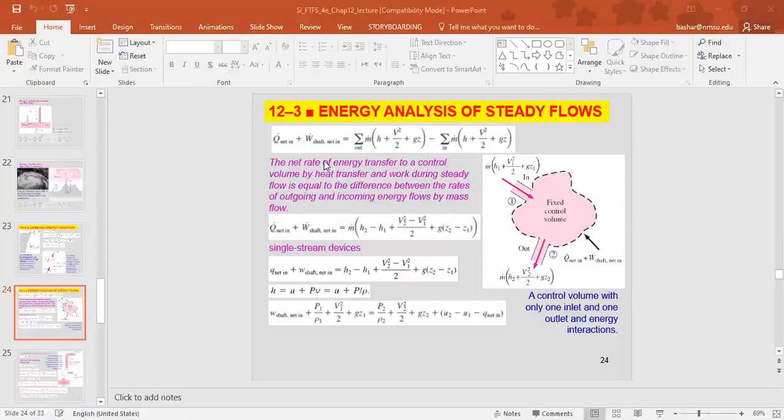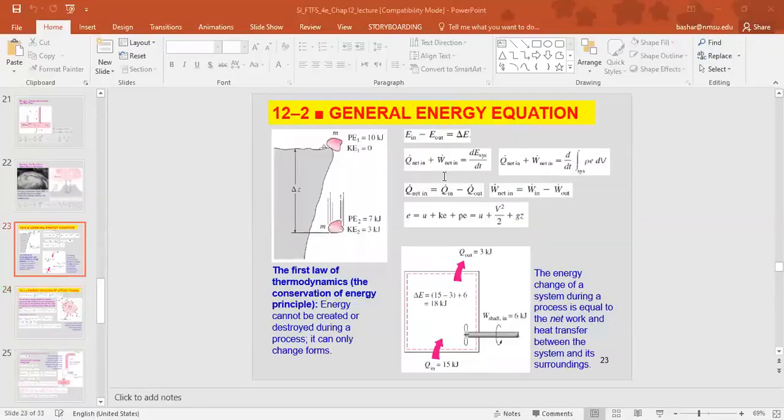The net shaft input power is shown here. This is the net input heat rate, while this is the energy transfer between the in and the out. That's for steady flows, where the dE/dt term, this term, is 0 now.